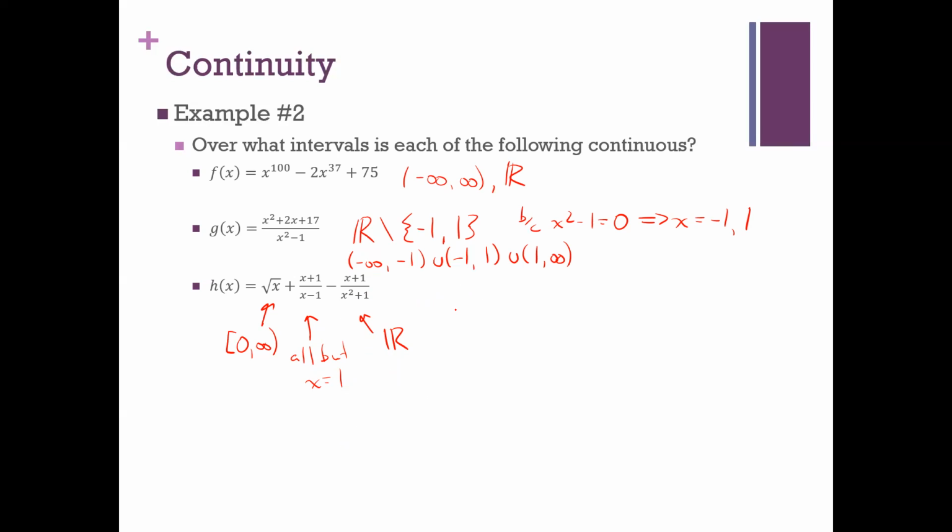So I am just talking about this third term here. That's a rational function, right? So rational functions are continuous except when the denominator is 0. So I think if I'm going to put together a final interval for this, it's going to be this: from 0 to 1, and from 1 to infinity.